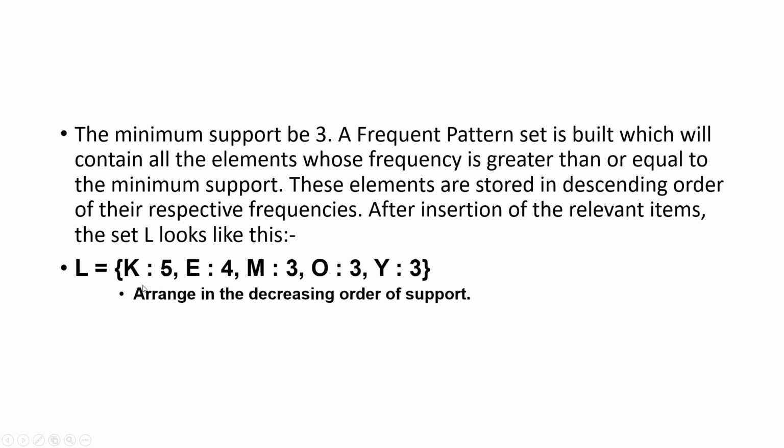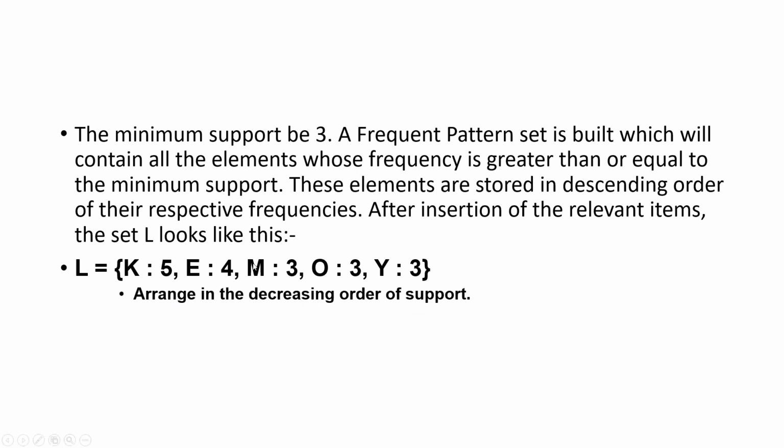So the first thing is very important. You have to arrange these items in the decreasing order of their support. K appears most frequently, 5 times, then E, then M, then O, then Y. So this was the next step. We have to find the elements above the threshold level and arrange them in decreasing order. Pretty clear?